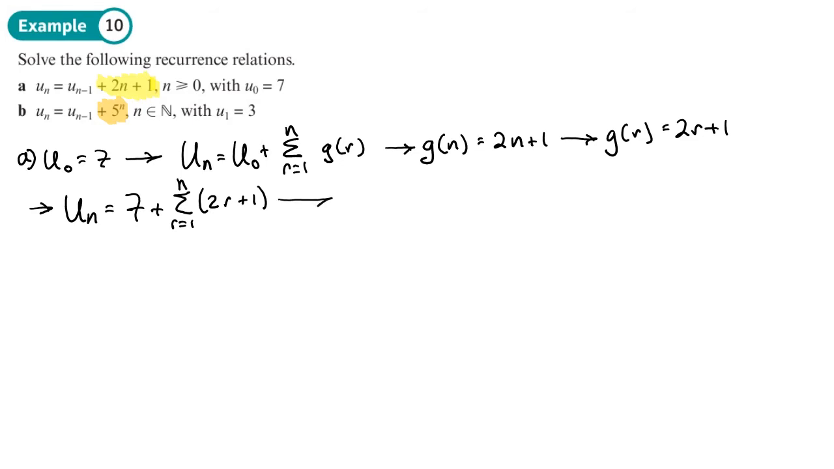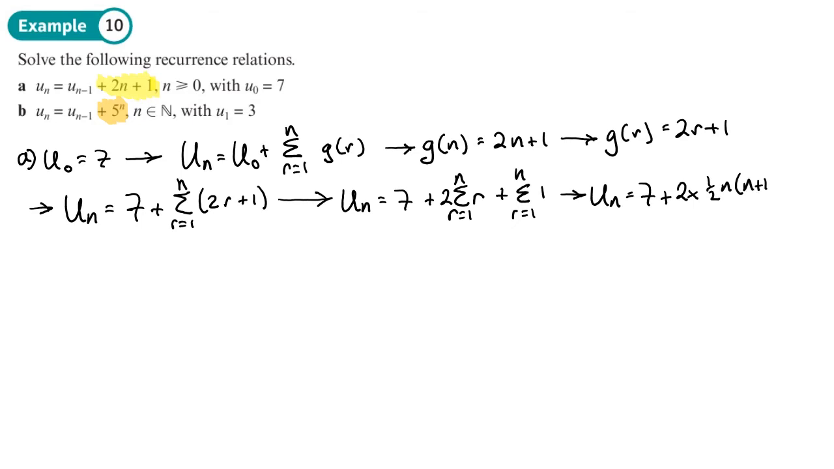So using what we've learned from core 1, we know that this is going to be the sum of 2 lots of r from r equals 1 to n plus the sum of 1 from r equals 1 to n. So what we'll now have is un equals 7 plus 2 times, and then the sum of r from 1 to n is going to be half n times by n plus 1, and then the sum of 1 from 1 to n is just going to be n. You're adding n lots of 1 together, so it's just going to be n.